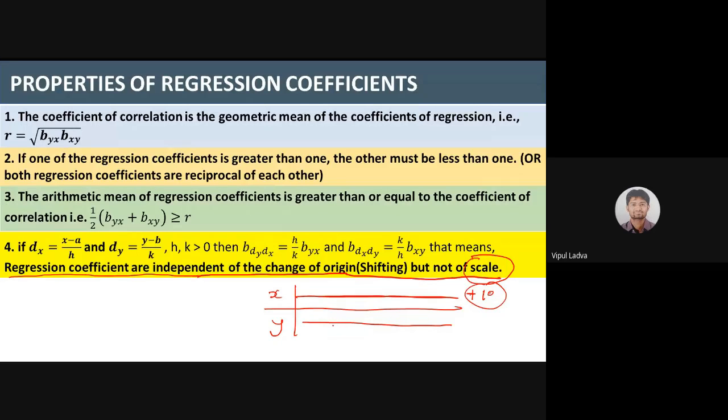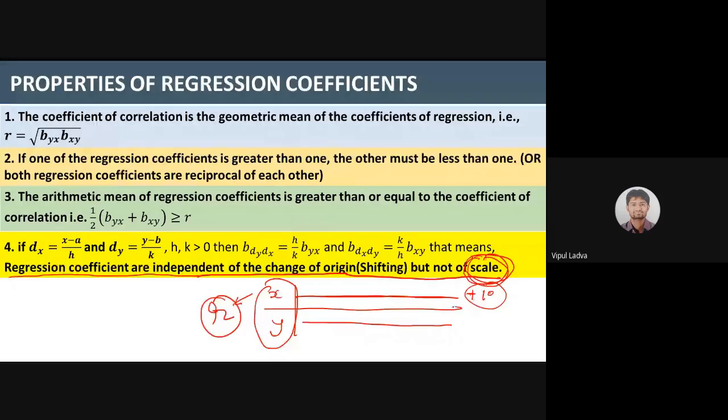So when I'm changing the origin or the scale of both variables, the coefficient of correlation is totally independent of that. मैं scale change करूँ या फिर origin change करूँ, r के ऊपर कोई फर्क नहीं पड़ता. But the regression coefficients will surely be affected by a change of scale. So वो scale से independent नहीं. अगर मैं इन सभी का scale change कर दूँ, इन सभी में कोई एक fixed number multiply कर.